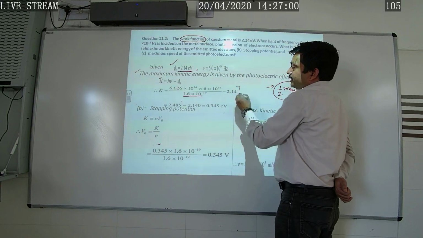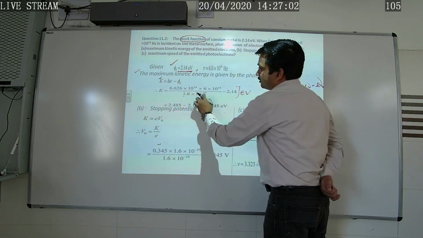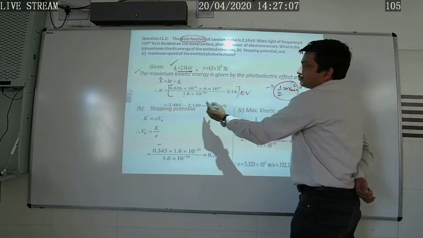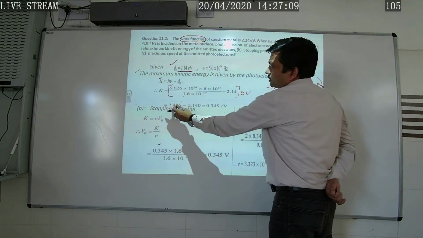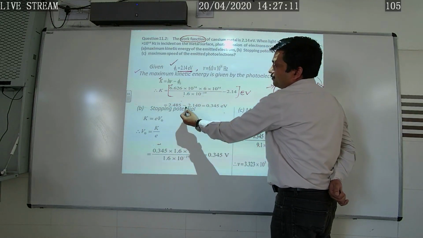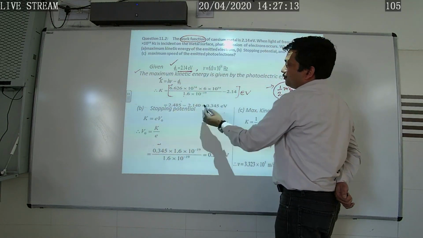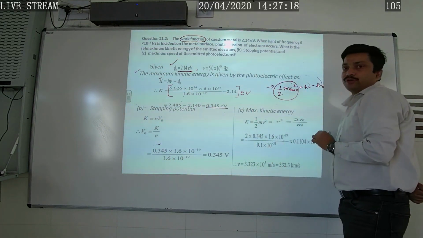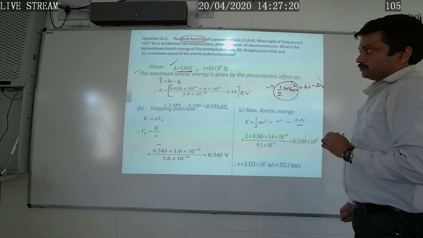Or we can write it like that for the sake of simplicity, in terms of electron volt. So after solving it, we got the value 2.485 minus 2.14, and the required answer is 0.345 electron volt.